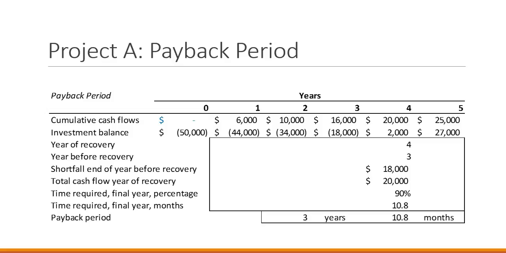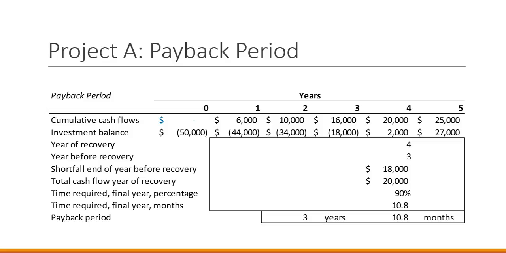So the calculation process is that we move 1 year back from there to year 3. We know that we need 3 full years to recover our initial investment. From there, as of the end of year 3, we have an additional $18,000 that is the shortfall. That's the additional amount we need to collect to recover our full investment. The total cash flow in year 4 is $20,000, so we need 90%, almost a complete year, 90% of the year 4 cash flow to fully recover our investment.